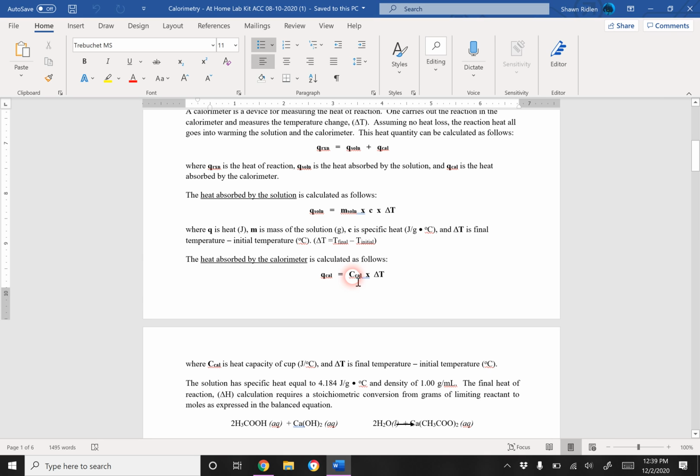The reason it's different is we call this heat capacity. The big difference is that heat capacity refers to an object. Because our calorimeter is not made out of one specific material, it's going to be made out of styrofoam and cardboard. It's not one particular thing, so we can't calculate a specific heat for that. What we can calculate is a heat capacity. Heat capacity is essentially the specific heat but for an object. I'll show you in a few moments how we calculate this QCal.